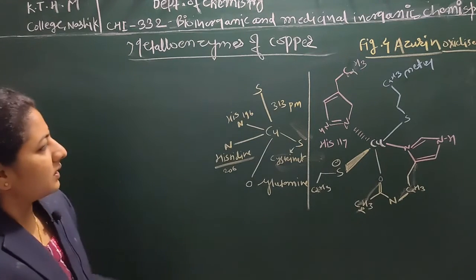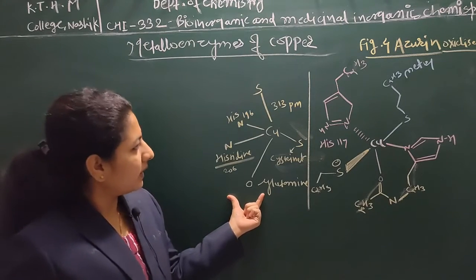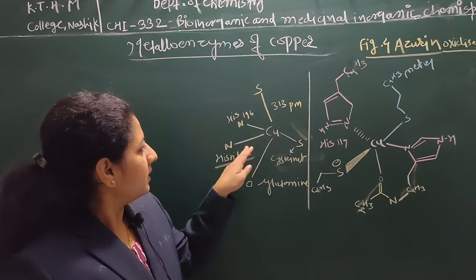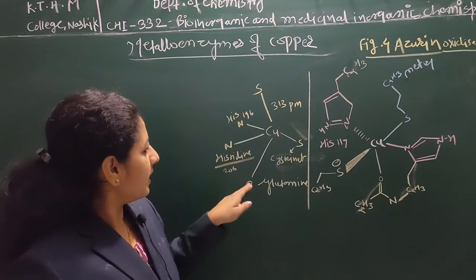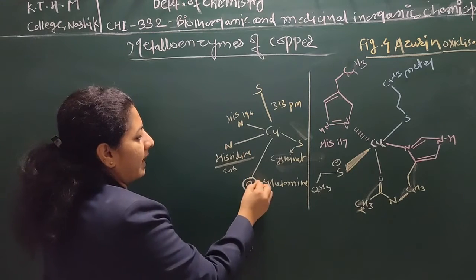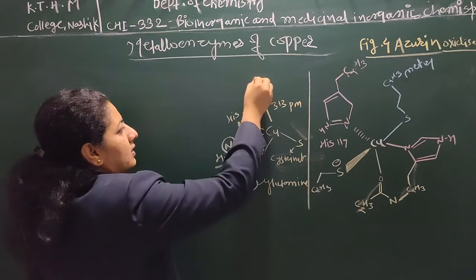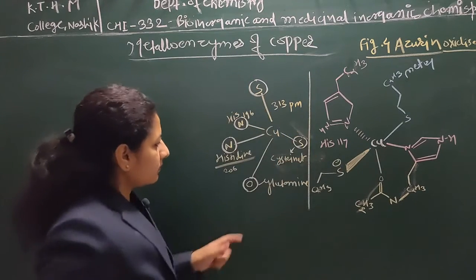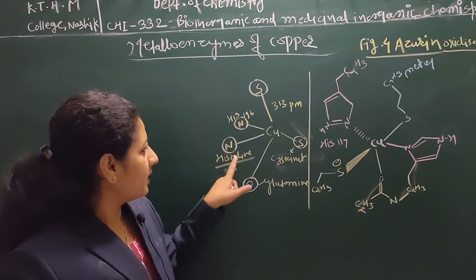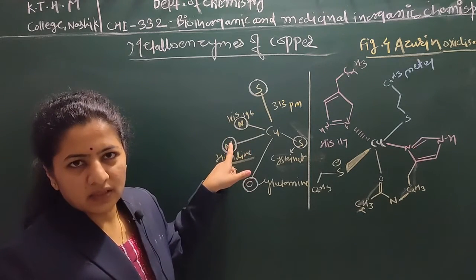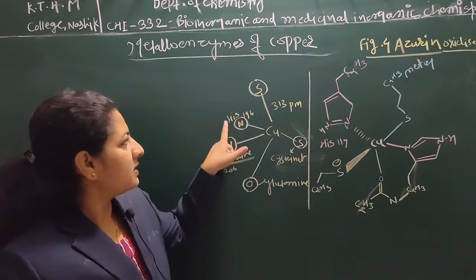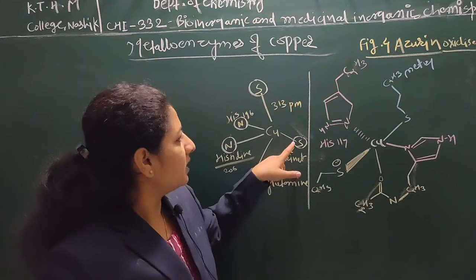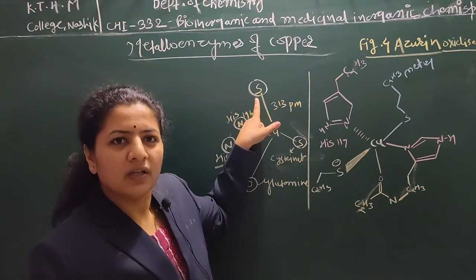So this is the structure of Azurin. In that you can see that copper is in the active site. Here we are just writing the binding atoms of the respective ligands. So this oxygen is from glutamine and these two nitrogens are from the histidine 206 and histidine 196 residues. Here two sulfurs are from the cysteine and this is from the methionine.